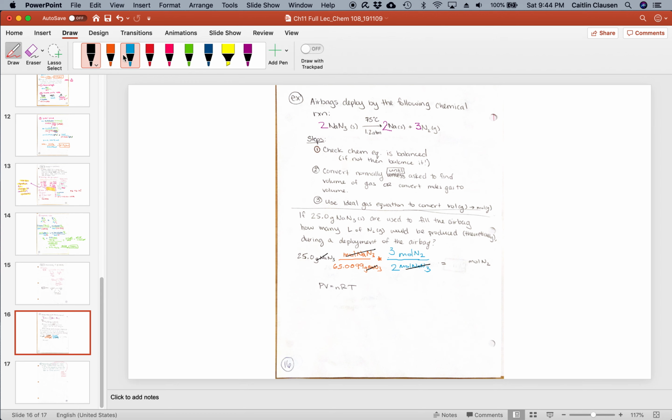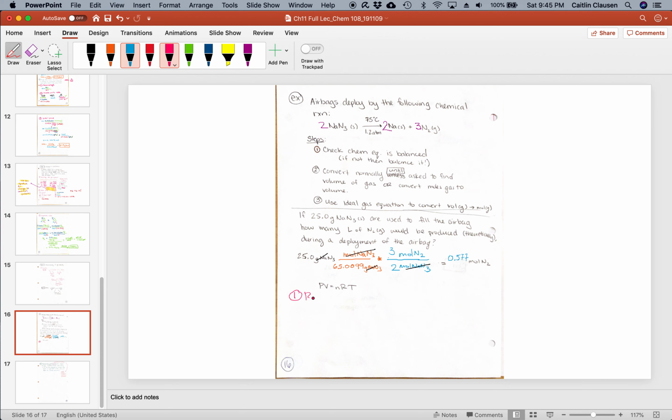And I get 0.577 moles, theoretically. Alright, cool. I got moles of a gas. Well now, since I have moles of a gas, I can't use the periodic table conversion to get to grams. I have to use the ideal gas law. So we're going to go through those steps.